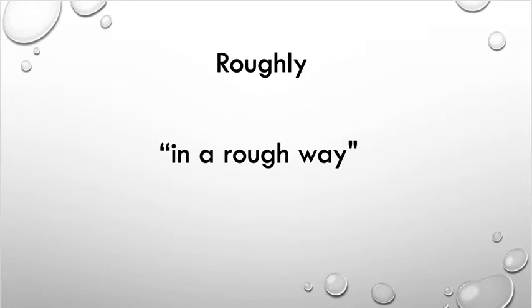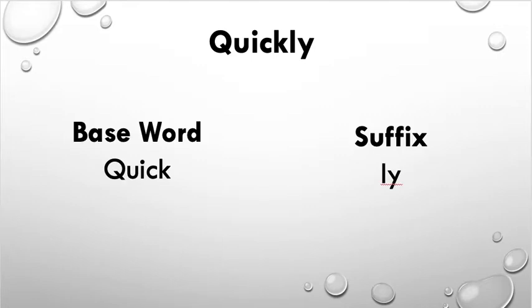So let's take a look at another word. We have quickly. Can you determine the base word and the suffix of the word quickly? If you guess that the base word was quick and the suffix was ly, you are correct. So the word quickly, when we've added the suffix of ly onto the word quick, it means in a quick way. So let's try and use that in a sentence.